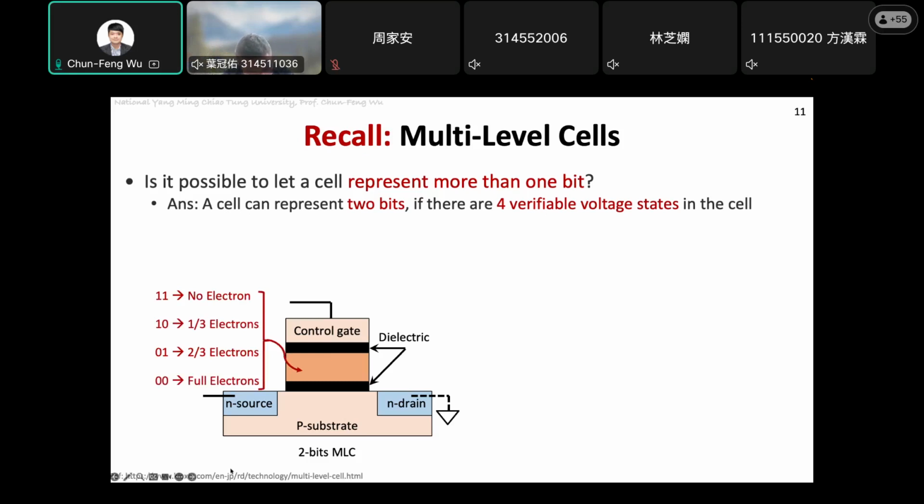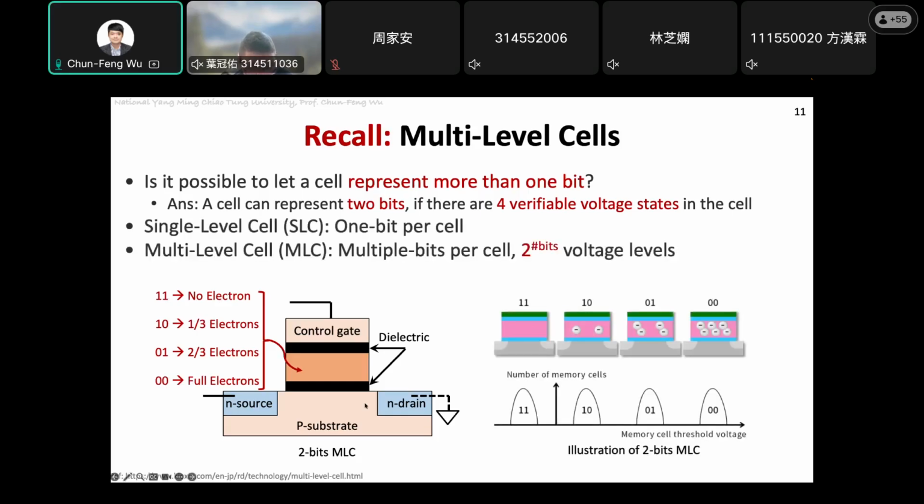So for the 2-bit scenario, what we are going to expect is this floating gate can represent 2 bits. Which means there are 4 possible states: 1 1, 1 0, 0 1, and 0 0, right? So 1 1 means no electron, and then you can think about 1/3, 2/3, and full electrons. You can represent different states.